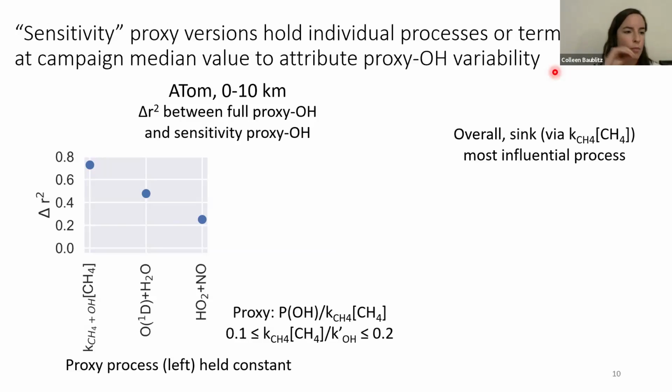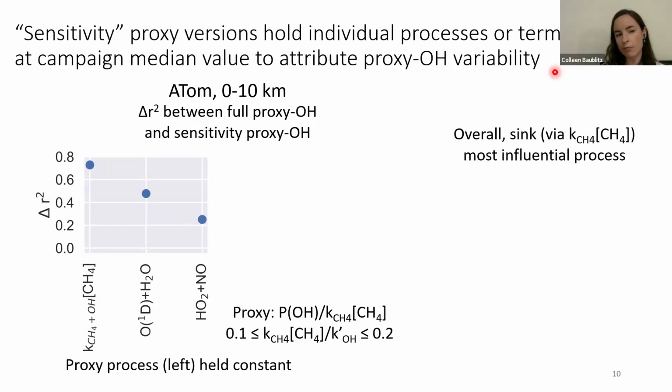And so what we find is that, from here, what we do is we essentially calculate sensitivity versions of the proxy where we hold individual processes or terms that go into the proxy calculation at their campaign median value. By comparing the relationship between the full proxy and OH with the sensitivity calculations of the proxy and OH, we can try to learn something about which processes or terms are contributing most to the relationship that we're seeing between the proxy and OH.